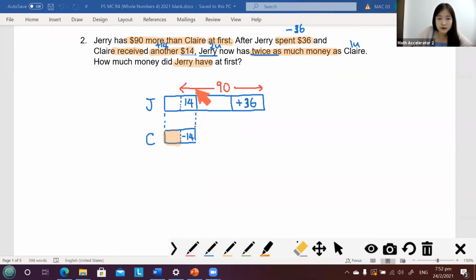If you chose green, let me explain why it must be red. If you chose green, it means that you're saying that Claire has this much at the start, which is wrong because did Claire have that $14 at the start? Those of you who chose green. She didn't have that at the start, which means it's only this part here. So any more than that will be Jerry's $90 more. So you must know where to label the 90.